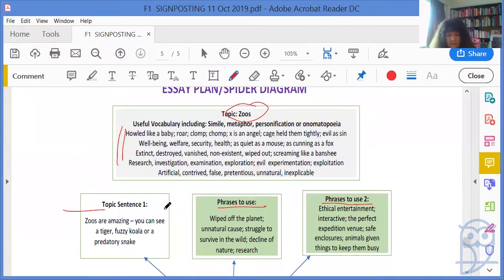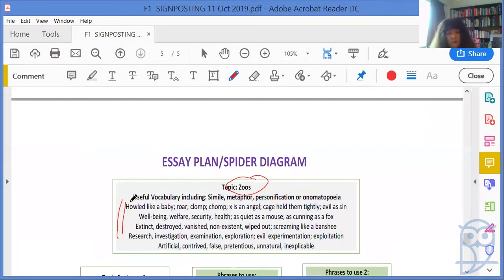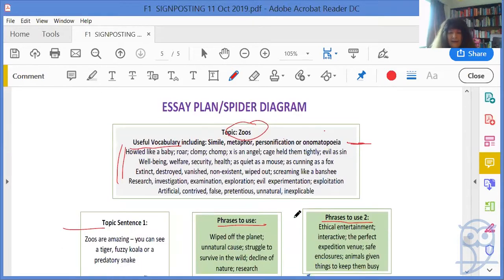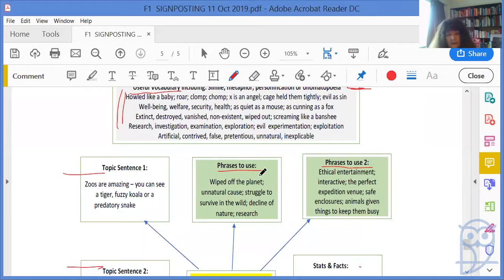Your main topic, you've got useful vocabulary to do with the topic, similes, metaphors, personification, and onomatopoeia. We did look at figures of speech, so hopefully you remember those. You can write them all down, ones you think you might use, and then everything, even phrases to use in your sentences, perhaps ones that are very emotive and make people feel emotionally for or against something.